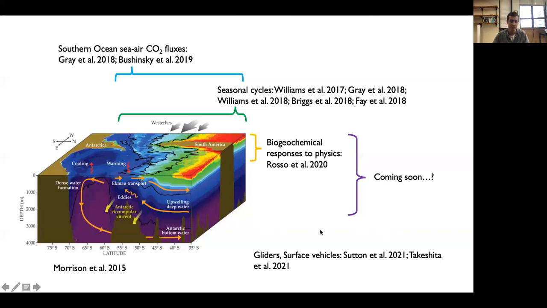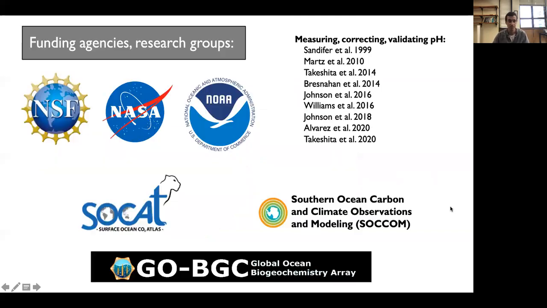And then there's, beyond floats. I know this is GO-BGC, so I should focus on floats, but beyond floats, gliders. Yui Takashita has a nice pH sensor on gliders, and so that's going to really transform what we see from the coasts. Adrian Sutton and others have been putting pCO2 on surface vehicles, sail drones, and that's also going to transform how we're able to observe the ocean. So put all this together and we're going to have an awful lot of really interesting data coming out.